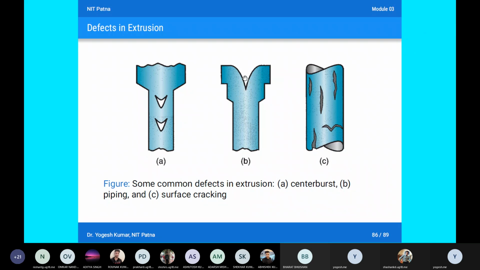Under piping, there is surface cracking inside your extruded part. And in the case of surface cracking, some cracks are generated on the outer surface of your extruded product. So these are the common defects that exist in extrusion processes: center burst, piping, and surface cracking.